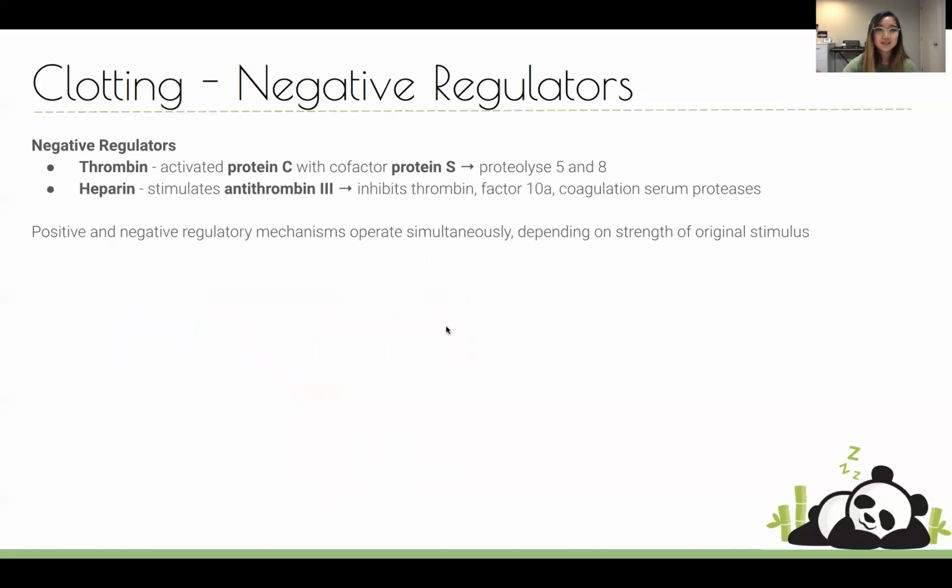So negative regulators, I think just know of them. So protein C, protein S, and antithrombin. Yeah, just know of them.